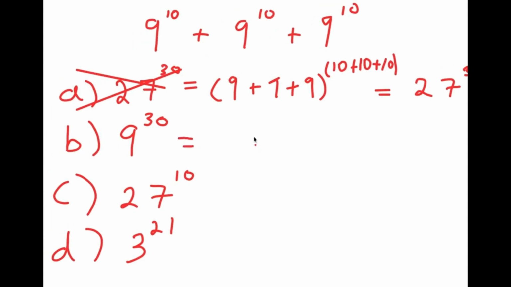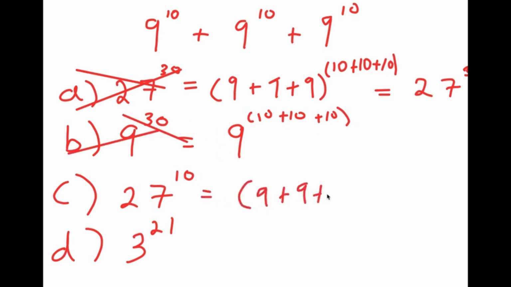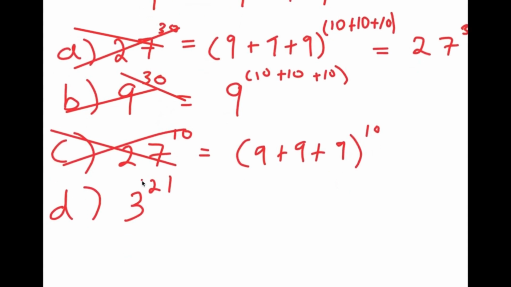So now going from here, this, 9 to the power of 30, was likely gotten by keeping the base the same and then adding the exponents. And this again is wrong because this is not the right way to add exponents. Now we have 27 to the power of 10, and this was gotten from adding the bases but keeping the exponent the same. And this again is wrong as well. That's not how you add exponents.